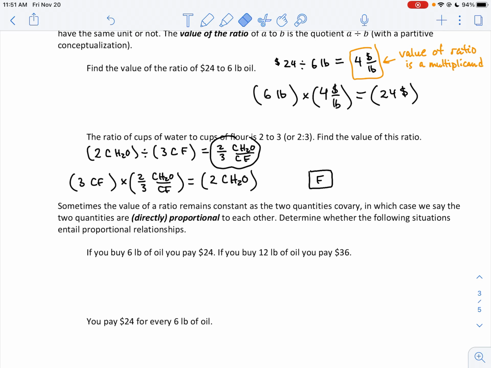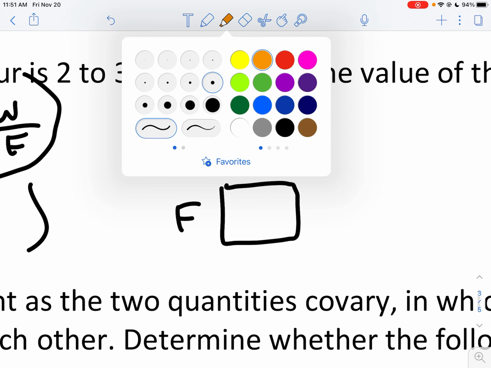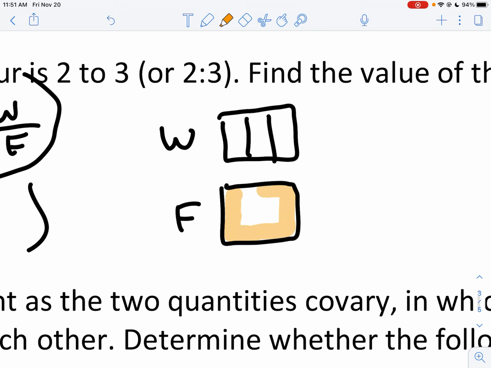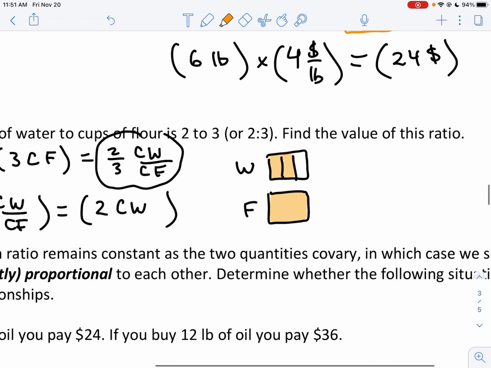That's horrible. Let me do this. I'm going to draw another box. Break it into thirds, and this is the water. I should just do W for water. It's less writing. Cups of water, cups of water, cups of water, cups of water. So this was our flour, this was our water. And let's emphasize, so we have 1 cup of flour, and corresponding with that is 2/3 of a cup of water.